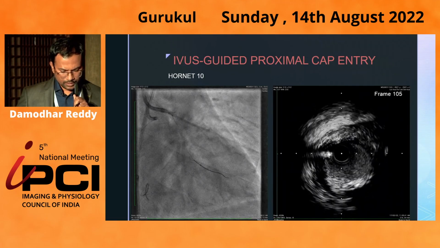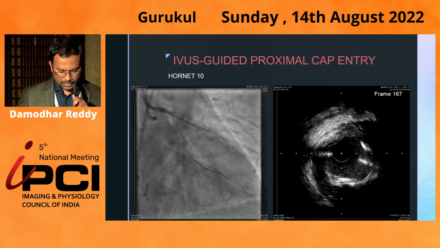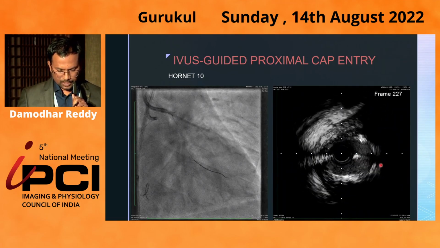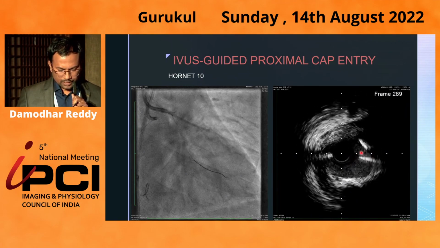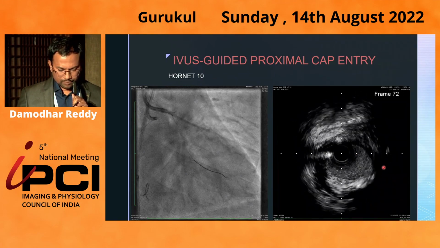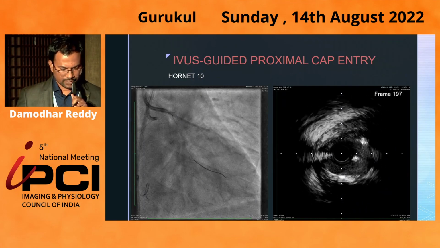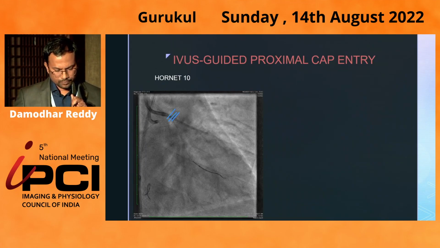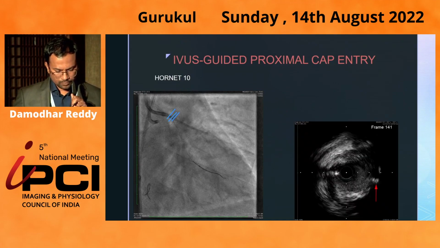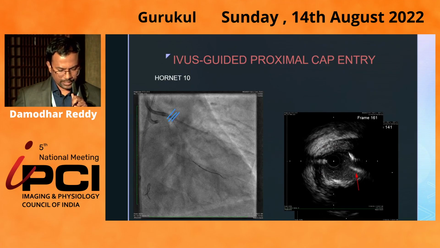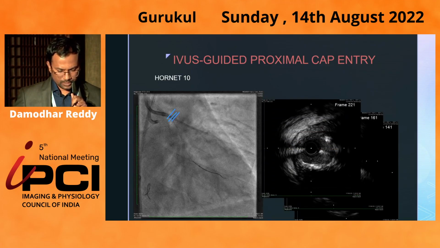So with the Hornet 10, we were able to enter the cap. You can see clearly it was the center of the proximal LAD ostium. This was a proper entry without entry into the subintimal space. And these were serial images showing the Hornet entry from distal to proximal. You can locate it here.